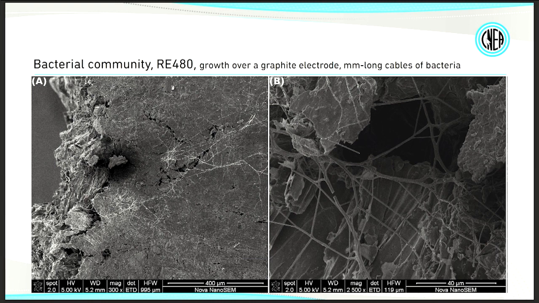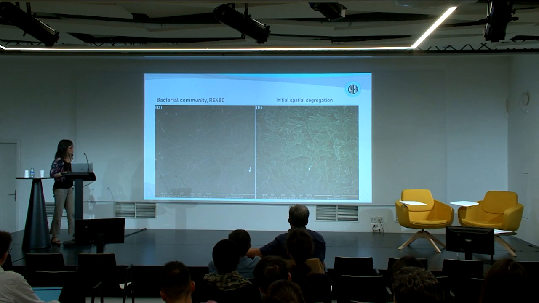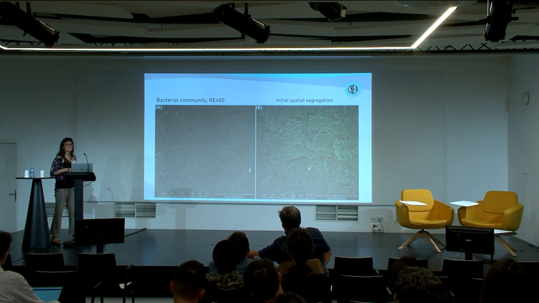And what was really interesting was that we observed that the coverage of the electrode was not homogeneous. We could distinguish different biofilm areas. There was an area with a high density of cables, but with a low density of scattered cells distributed along the electrode. There were some other areas with a lower density of cables, but with more microcolonies of bacteria.